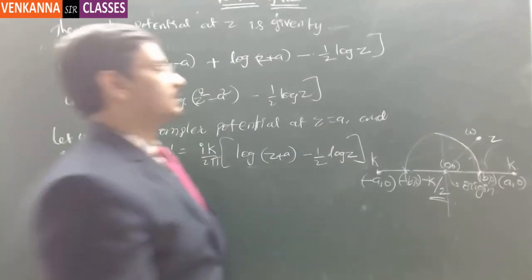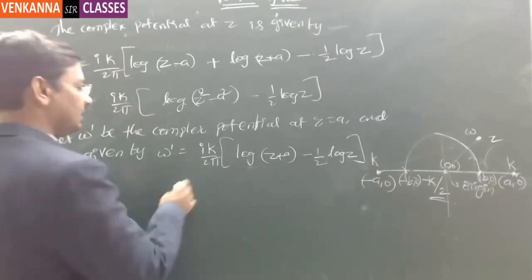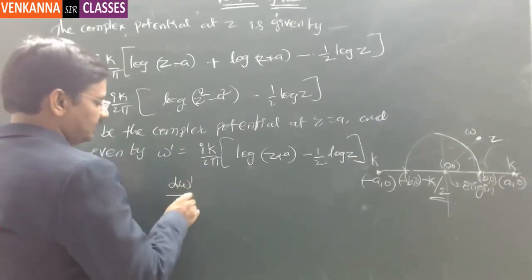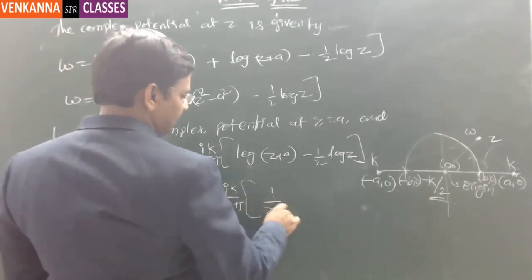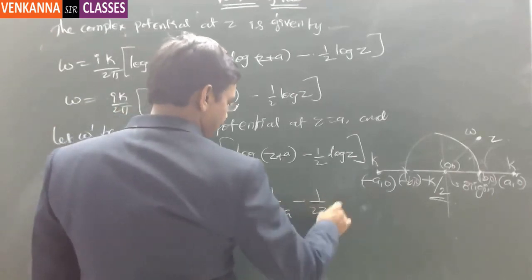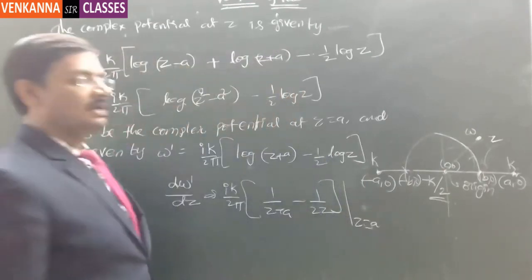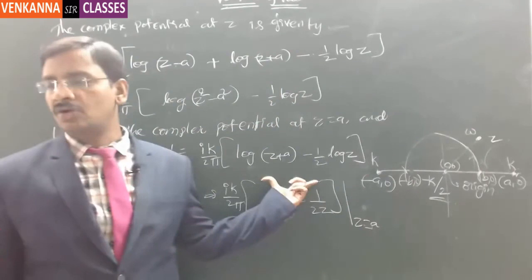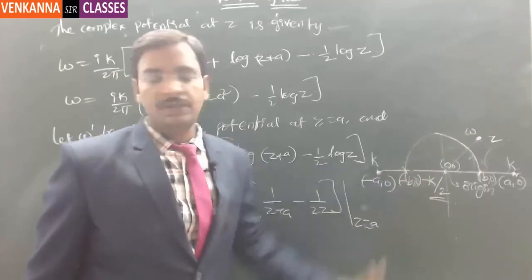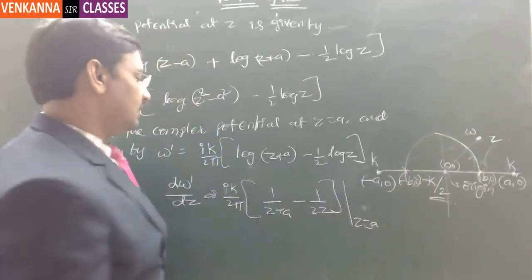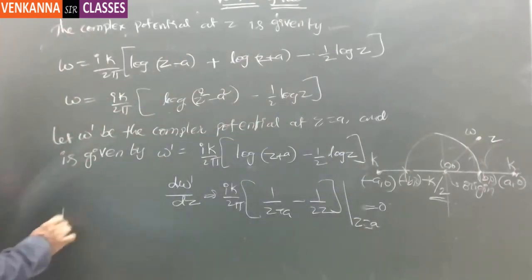Now we have to prove that this vortex is stationary. For that, take the derivative: dW dash by dZ is nothing but ik by 2 pi times 1 by Z plus A minus 1 by 2Z, and then taking Z equal to A, this is the velocity at Z equal to A because of the effect of all other vortices together, that is this one and the middle one. If you put Z equal to A, this comes out to be 0. What it implies is that the complex velocity is 0.